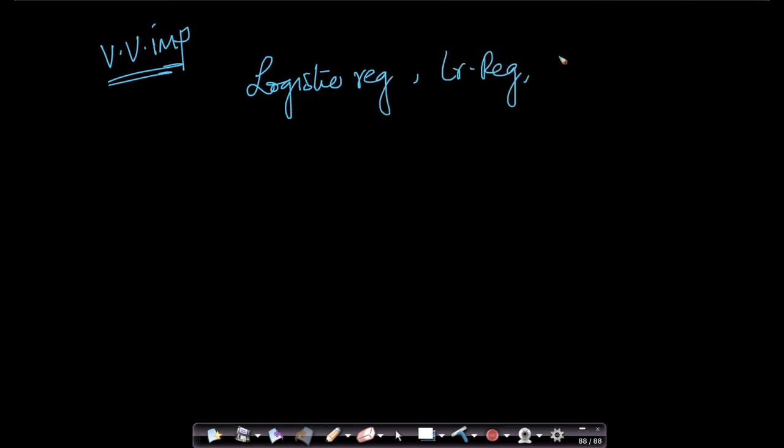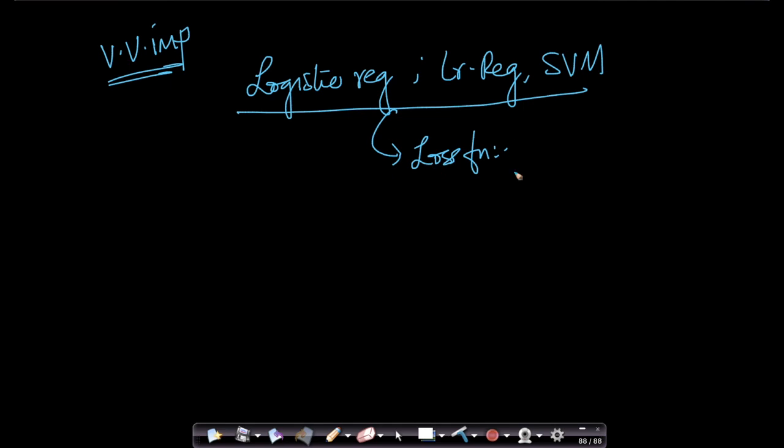A very, very important thing for you is that for your logistic regression and linear regression, even SVMs that we have seen, in all these cases, the loss function that we are optimizing for can be shown to be a convex function.